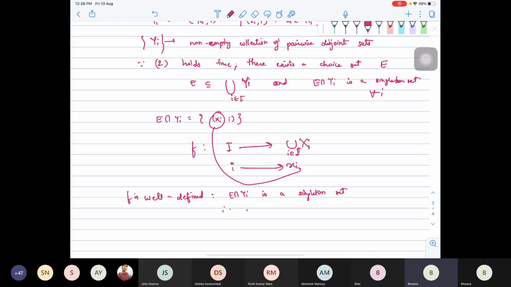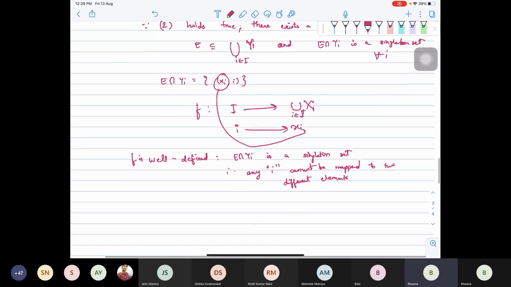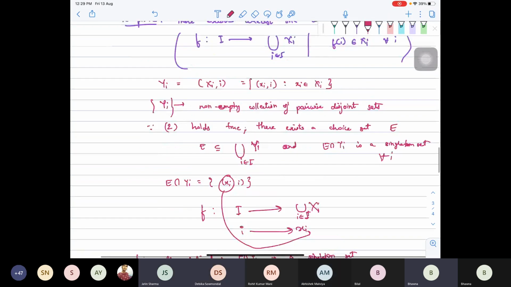So, therefore, I cannot be mapped to two different elements. That's what we want for a function to be well defined. We cannot map one point to too many points.